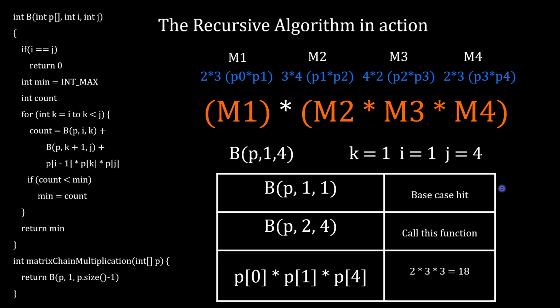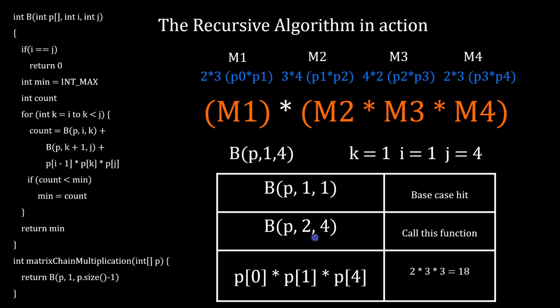of each range of matrices. So you can see for this range, we're starting from matrix 1 and we're going to matrix 4. So this is the final matrix. You can see that we already hit the base case because we have a matrix by itself, M1, so M1 times by itself is obviously going to return 0, so that's going to be a base case hit.